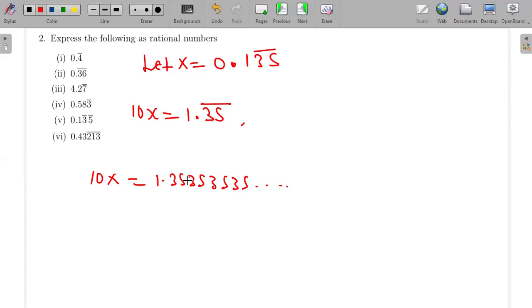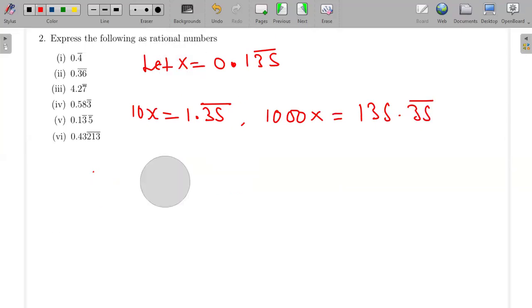So if I move 1, 2, I'll also be at the position where after the decimal point I have the repeating part. Moving the decimal point 2 times means I'm multiplying by 100, because it has 2 zeros. So I multiply this by 100 and I get 1000x is equal to 135.35 bar. Now I have two numbers such that immediately after the decimal point I have the repeating part.